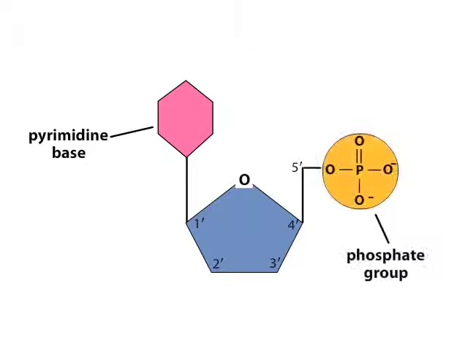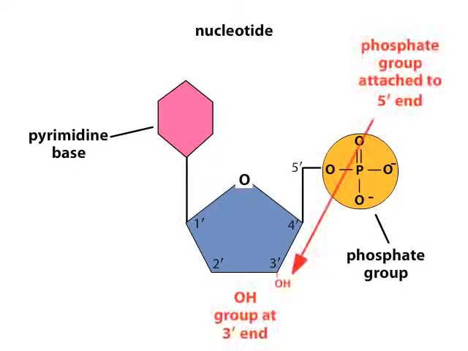A phosphate group is covalently attached to the 5' carbon of the sugar molecule. The phosphate group, the base, and the sugar make up a complete nucleotide. Note that the orientation of the sugar provides DNA with a 5' to 3' directionality.